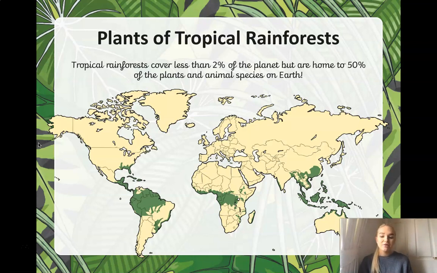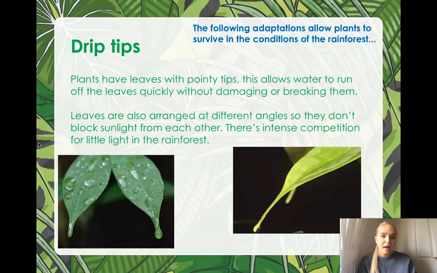And today we're going to find out what some of those plants are that are home to a tropical rainforest. But first, we need to understand that plants actually have lots and lots of adaptations that help them to survive in the rainforest. And one thing that a lot of plants have are drip tips. Now, have you heard of drip tips before? Maybe you haven't, but let me tell you what they are. So we can see in this picture the drip tips here.